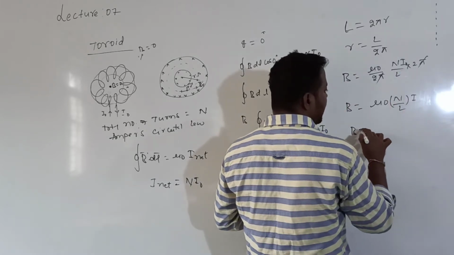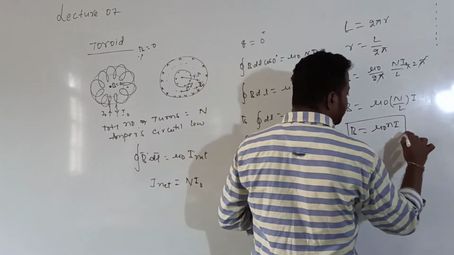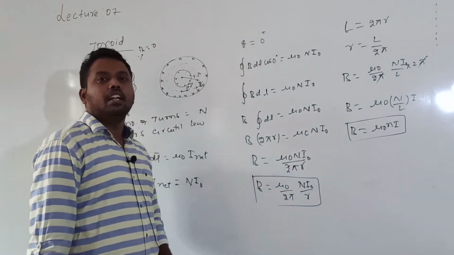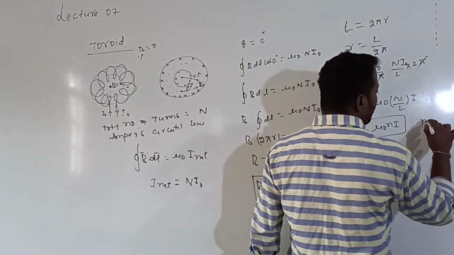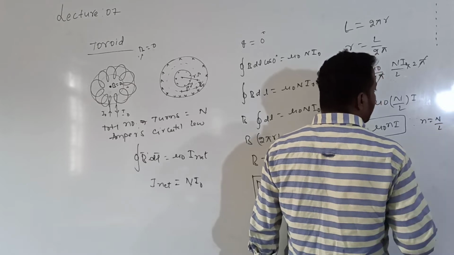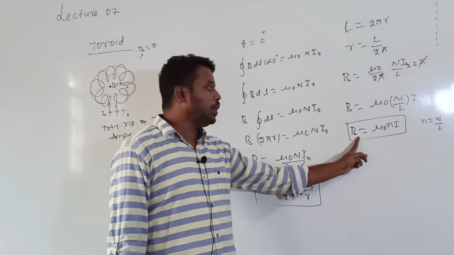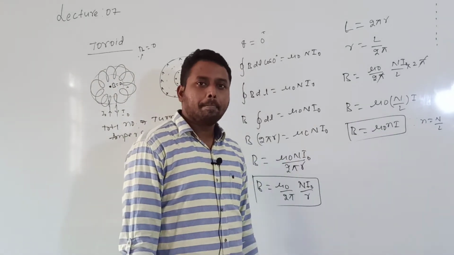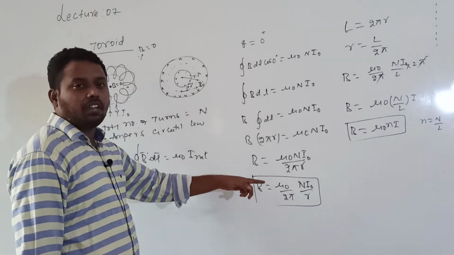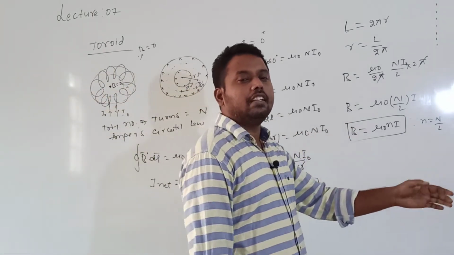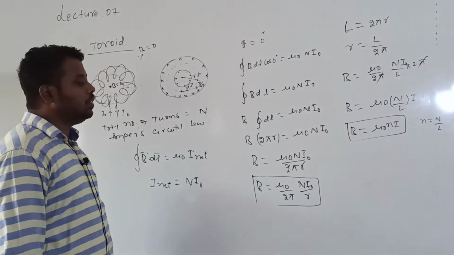Then this can also be written as mu naught into n into I, where small n is the number of turns per unit length. Since small n is capital N by L, the number of turns per unit length, B is equal to mu naught into n into I. Understood? This expression is the same as the magnetic field induction due to a solenoid at the center of the solenoid.